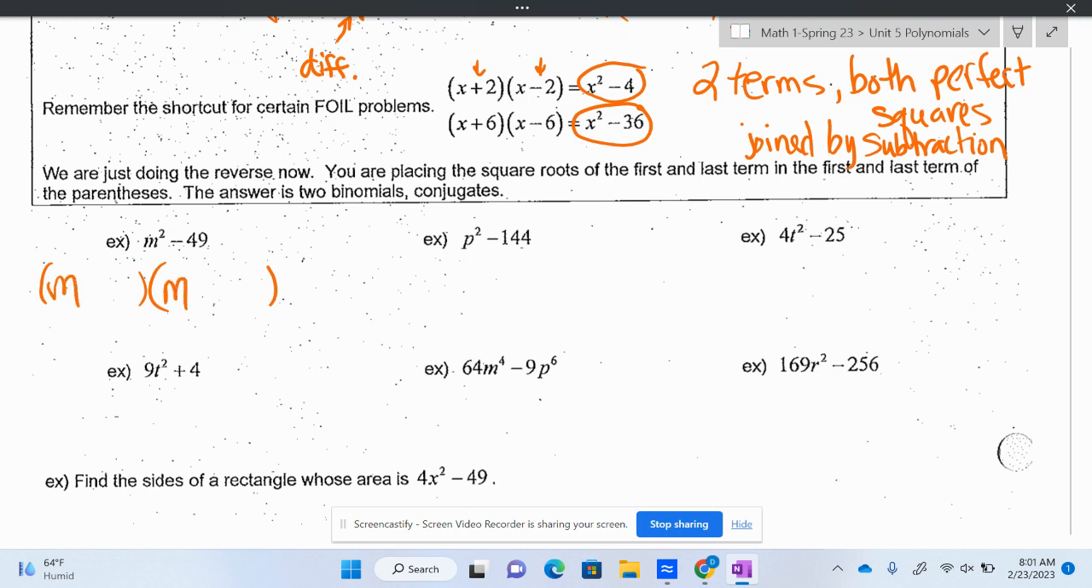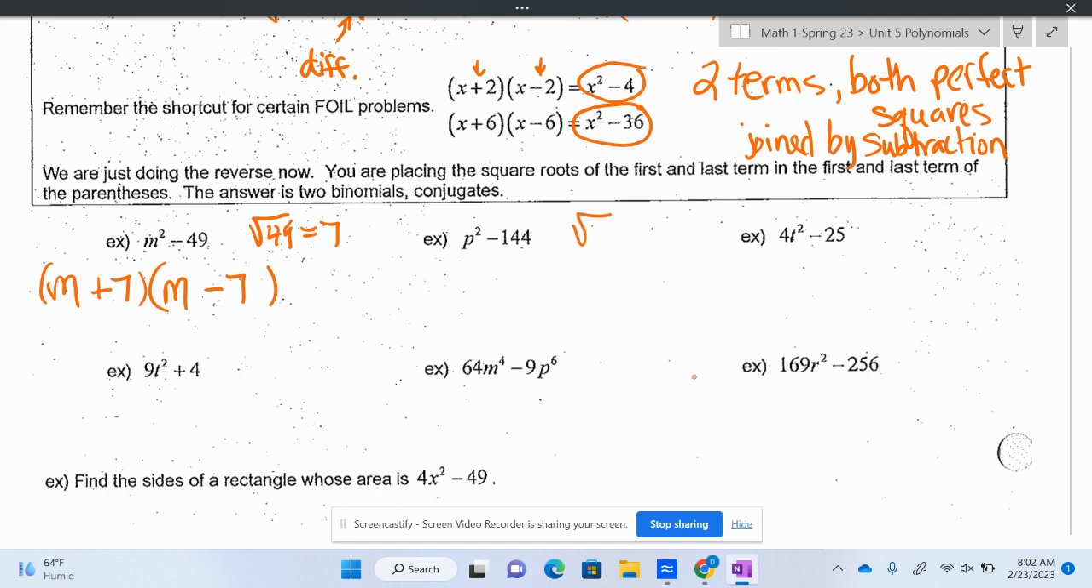Is 49 a perfect square? Yeah, what is the square root of 49? The square root of 49 is 7. So we're going to put a +7 and a -7. And that's it. That's how you factor these. These are probably the easiest things to factor ever.